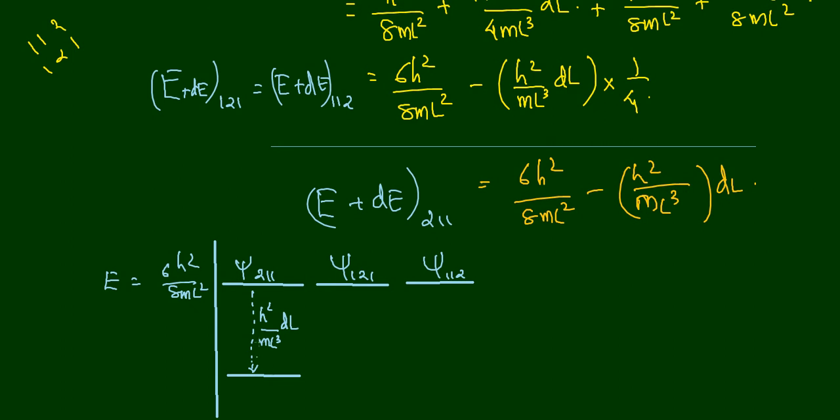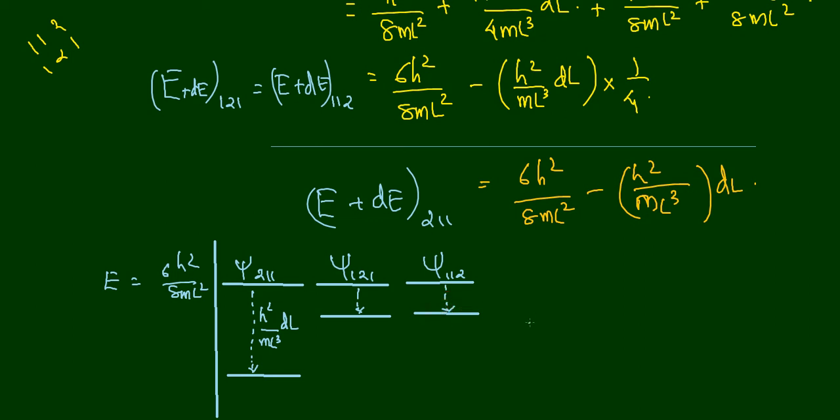Whatever energy was reduced in the first case, only 1/4 of that energy is reduced in the other cases, right? So the 1/4 of that energy comes somewhere here. So the next one, these two states will appear here. So this is the new psi 121, and new psi 112.